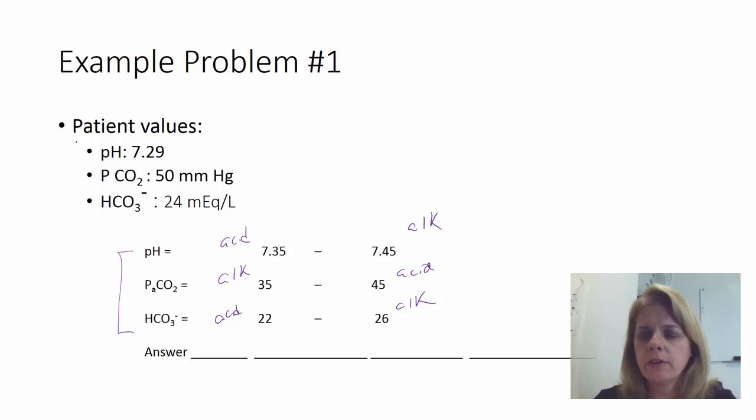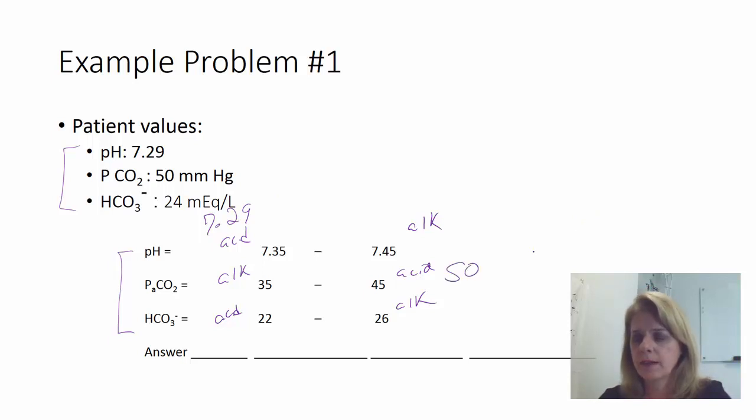These are my patient values. This is the blood chemistry that you actually got from the patient. Then I write that into my equation. 7.29: does that fall between those values? No, it falls over here. Is my CO2 level within those normal values? It's outside. Where's my bicarbonate? It's within. So these are my three values, and I've written them in.